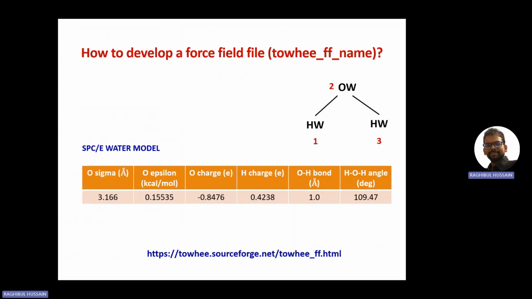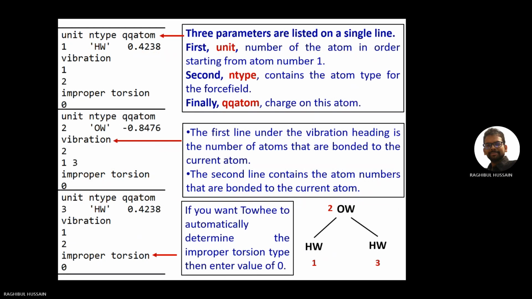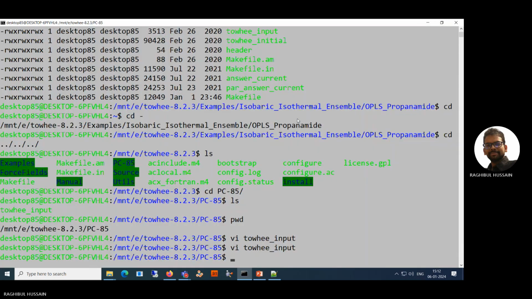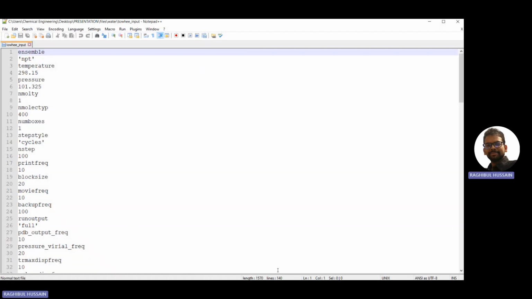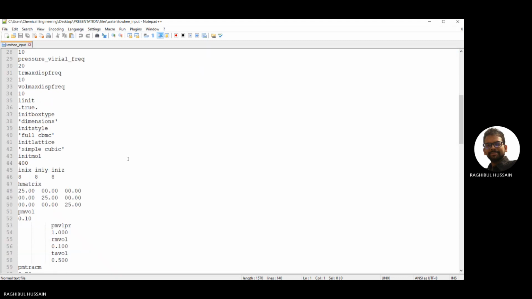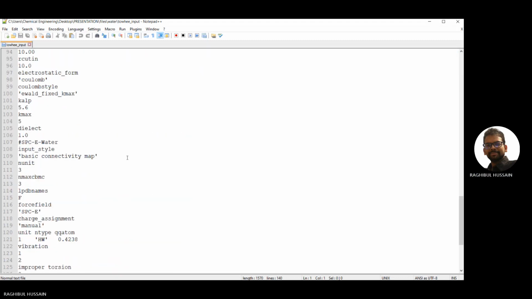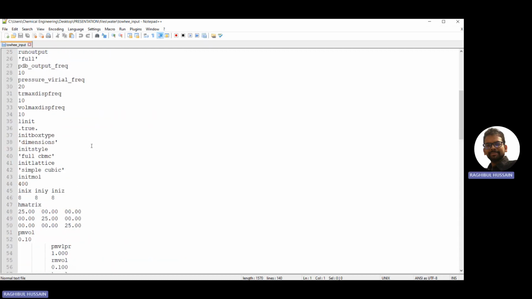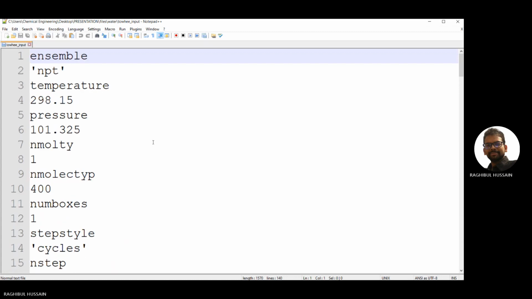So the input file is complete. Right now, the input file is complete. You can check. So you will retake all the values. If you have any doubt, you can discuss. So we started with ensemble, temperature, pressure, molecule type, number, boxes, cycle.